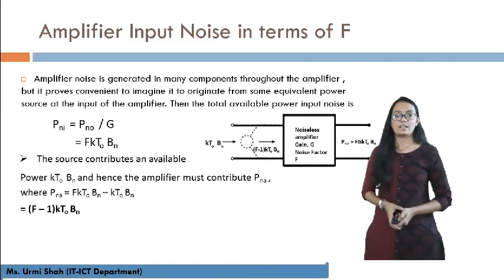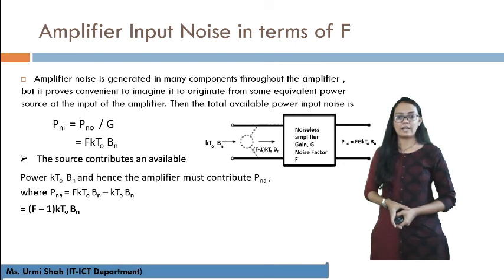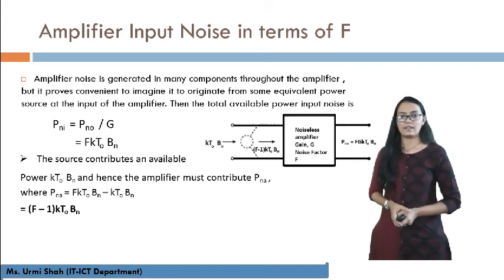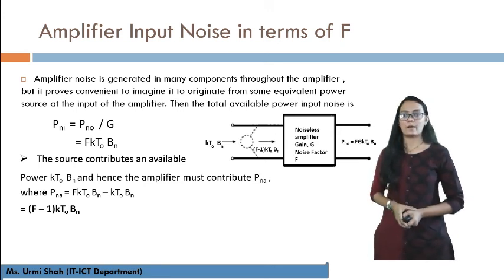Now this is the overall block diagram of an amplifier having input noise in terms of noise factor F. PNI is your input noise power, PNO is your output noise power, and G is your overall power gain. So PNI is equal to PNO upon G. So this is the formula if you want to calculate input noise power.